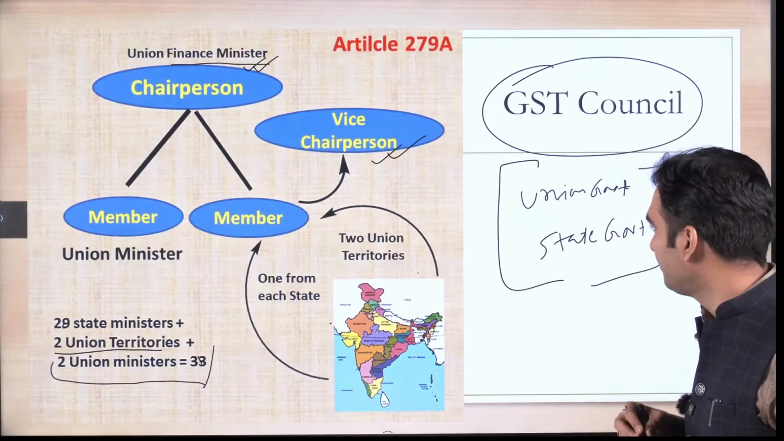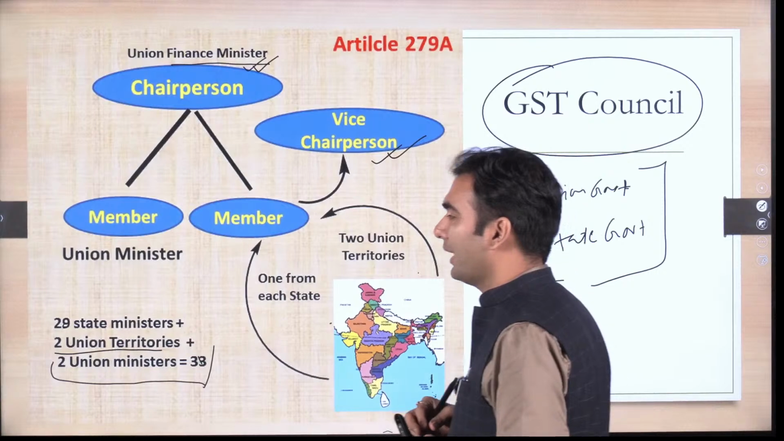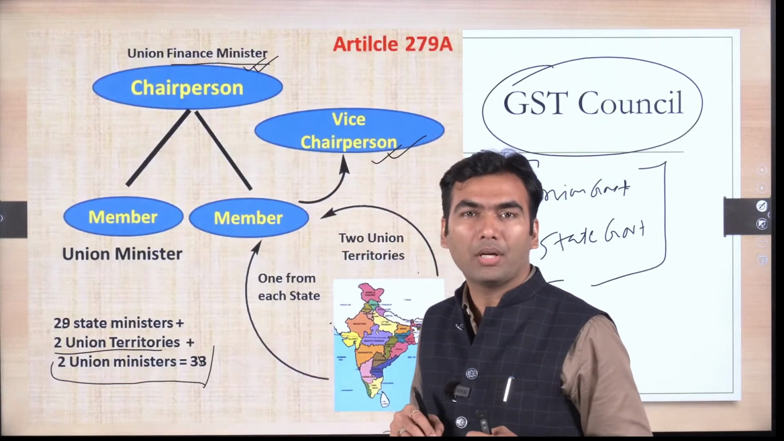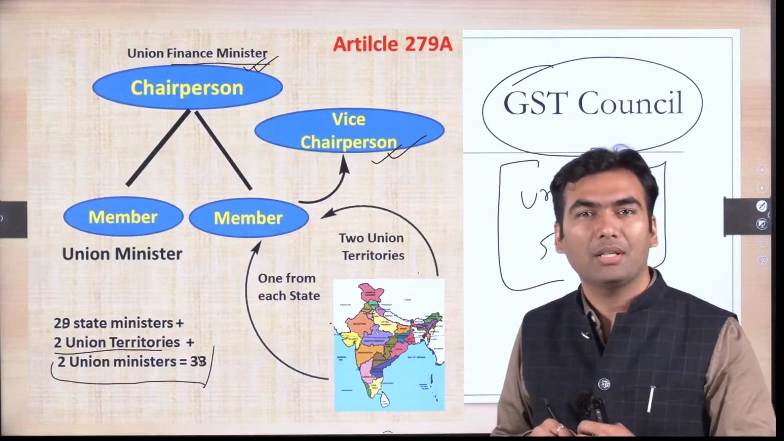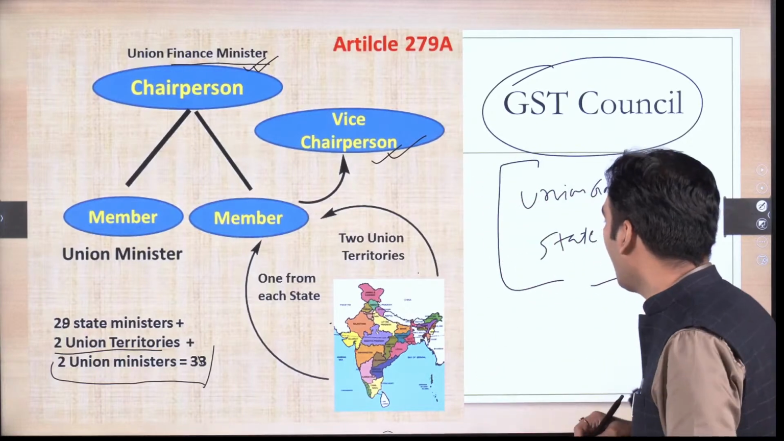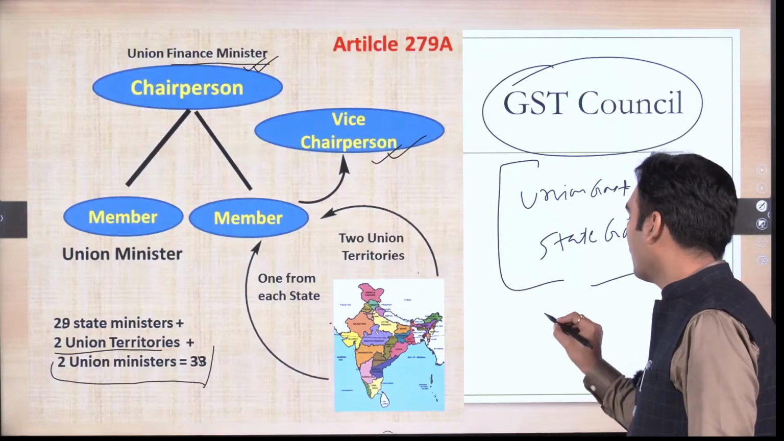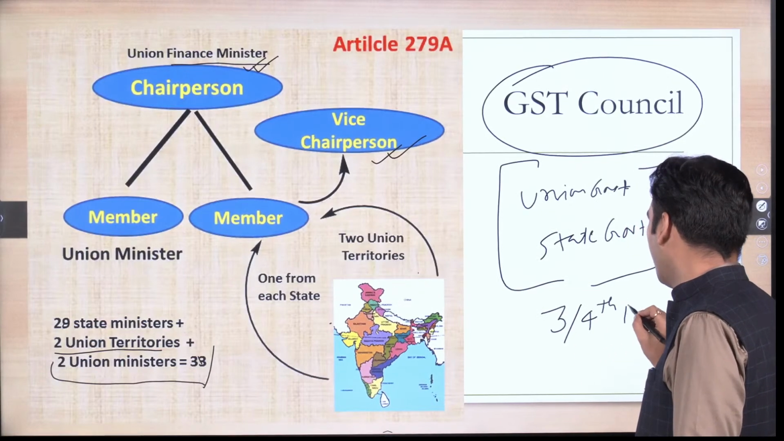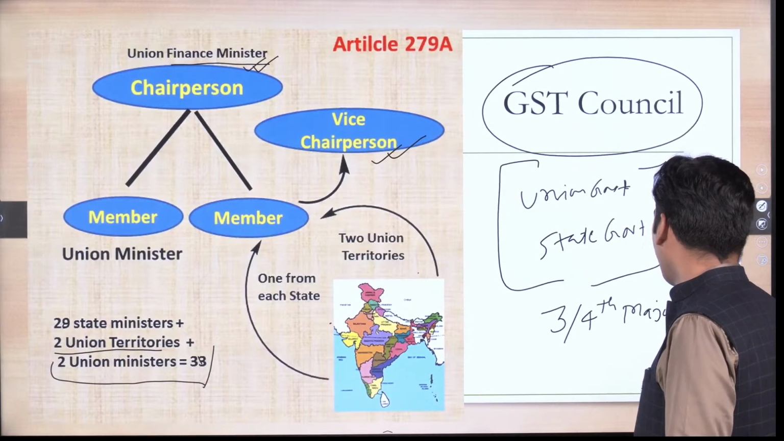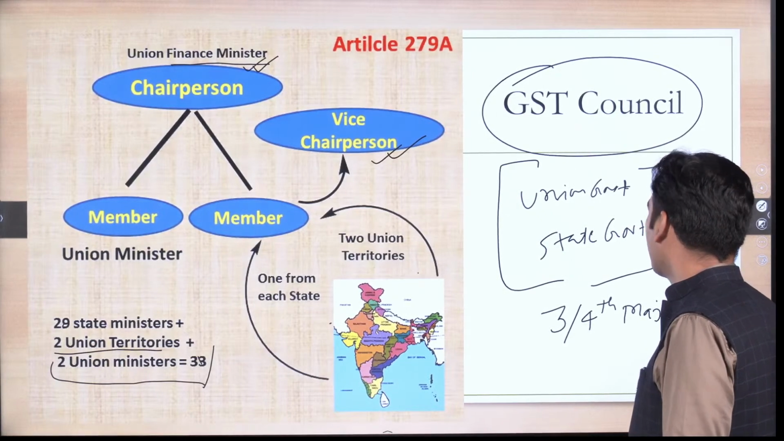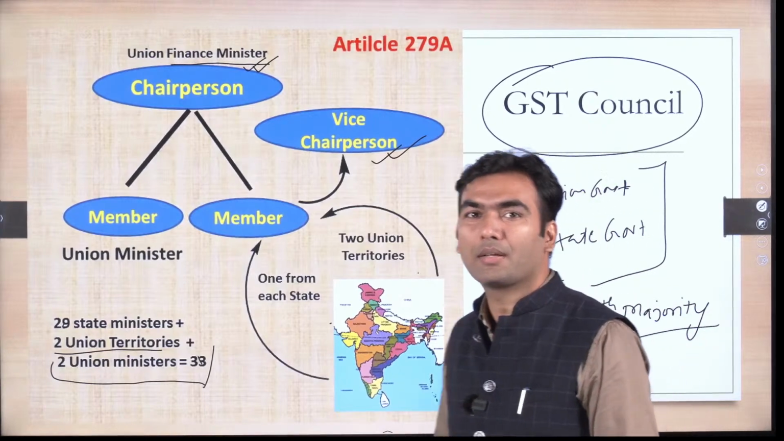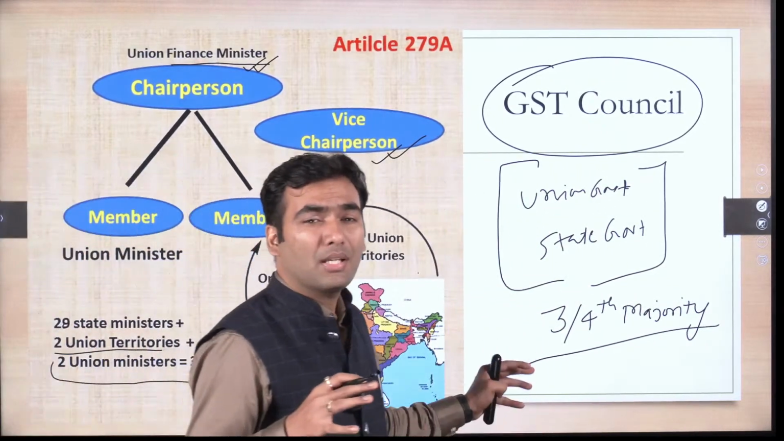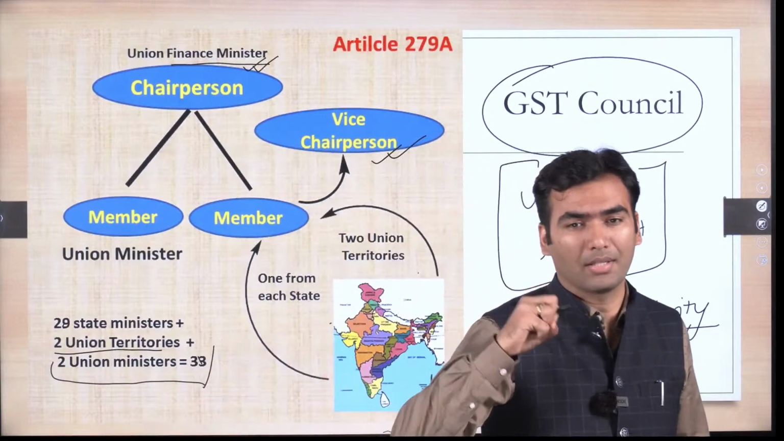Now suppose a decision is to be taken, whether a decision is going to be taken by majority or a special majority. So here the provision has been made that any decision would only be taken by 3/4 majority. Very good. It should not happen that 49% of the states are opposing a certain decision and you have taken the decision anyway. With 3/4 majority, it means there is a broader consensus.